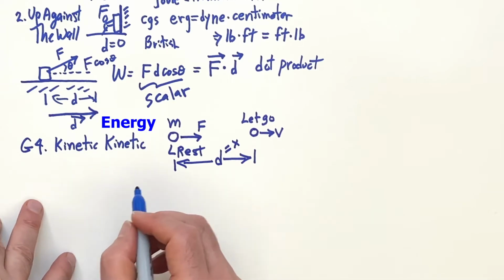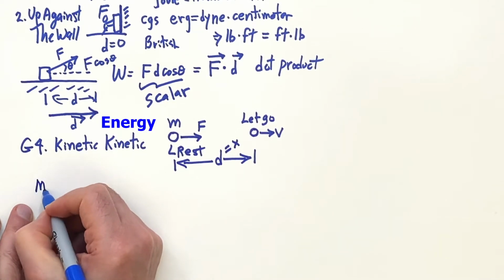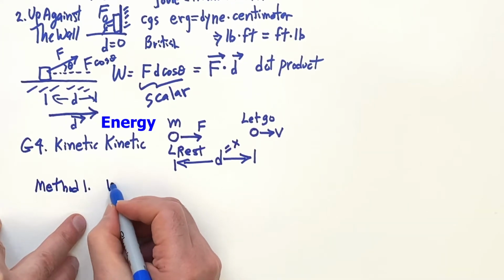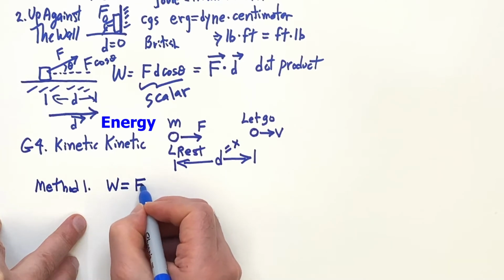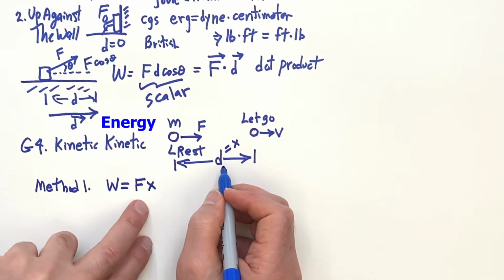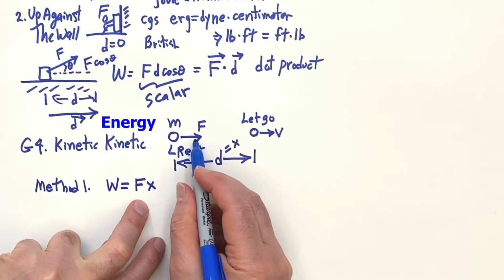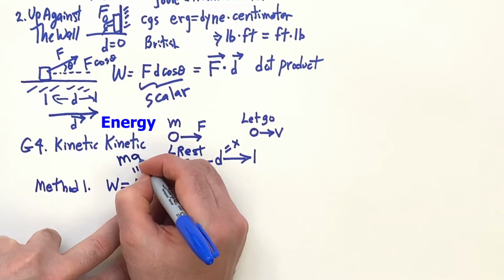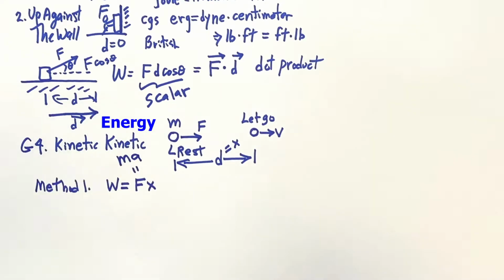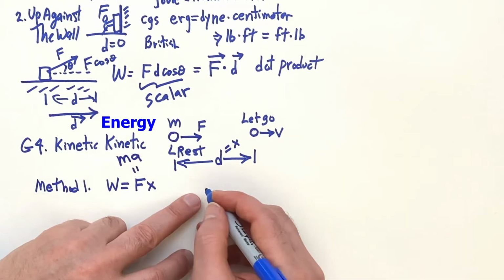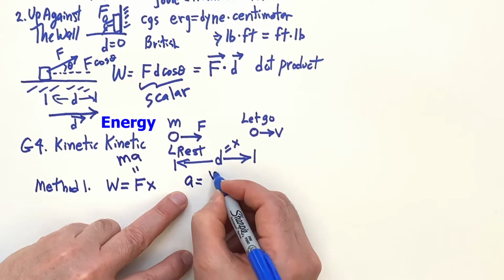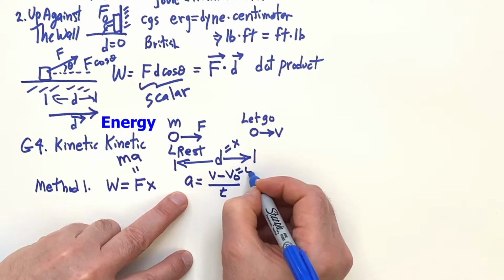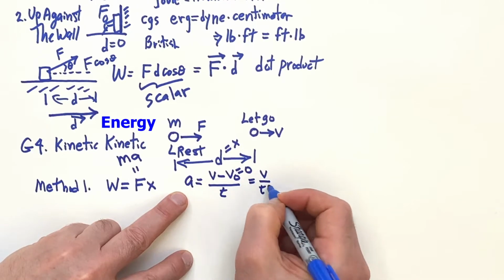We're going to derive a formula 3 ways. Here's method 1. So we take the work is force times x for this problem. And since we have a net force, we're going to have acceleration. In other words, F is going to equal ma. And since the force is constant, the acceleration will be constant. Now, if the acceleration is constant, then it will be equal to the change in velocity over the time. And since it starts out at rest, it's just going to be v over t.